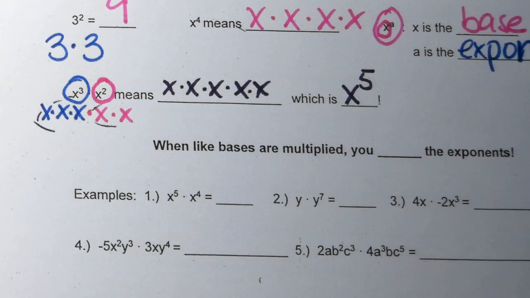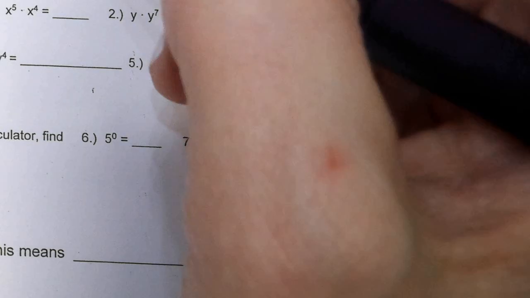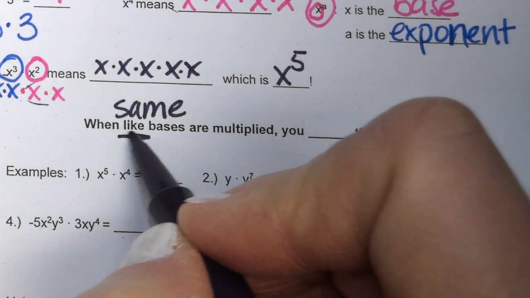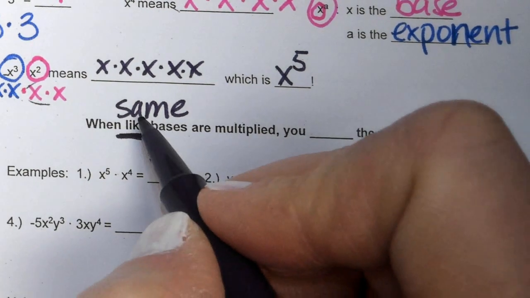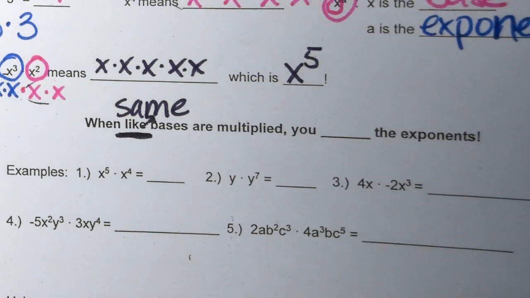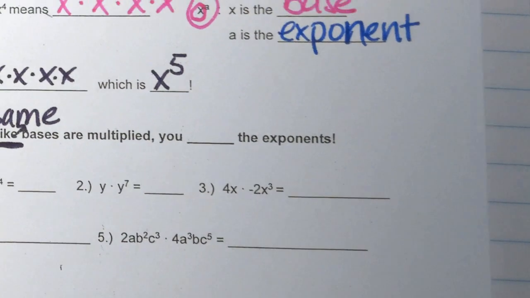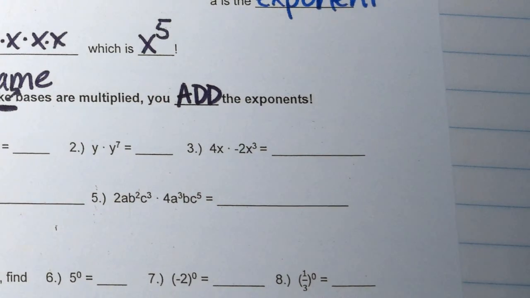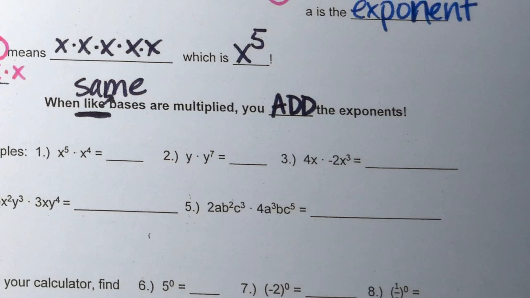You add. When the bases are the same, or alike, that's what this means, like means same, and they're multiplied, you add, ADD, add the exponents. When the bases are the same and they're multiplied, you add the exponents.